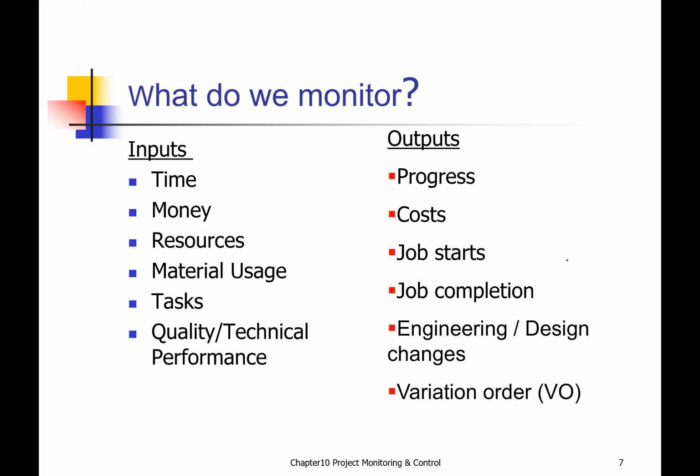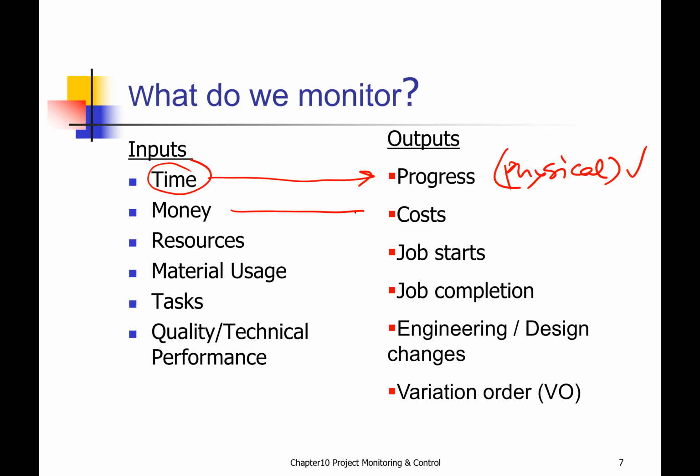Okay, what do we monitor in terms of input and output? Time in terms of what? Progress. This is what we call physical progress. The terminology that we already mentioned last week. Okay, this week, this lecture, we are going to mention it again. And then money, financial progress. Okay, financial progress. Resources. Okay, job start.